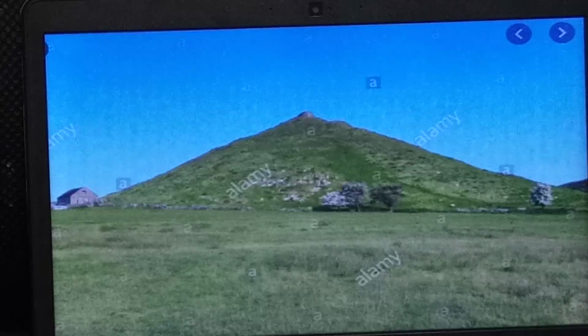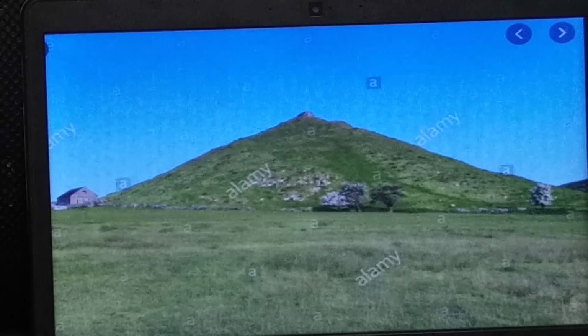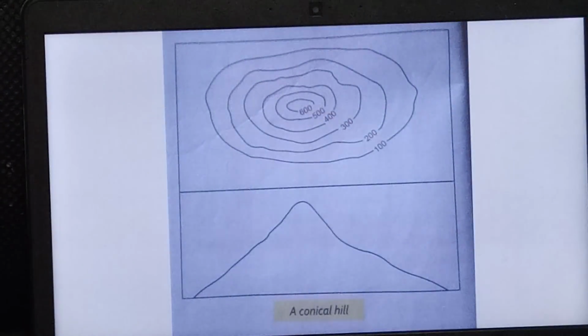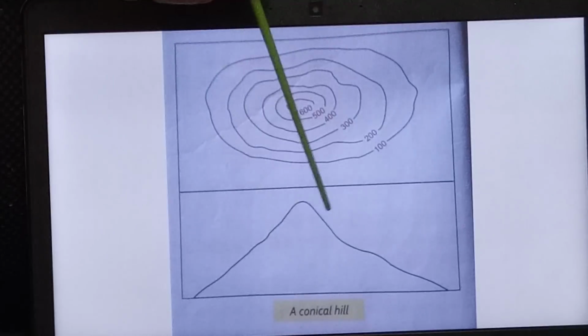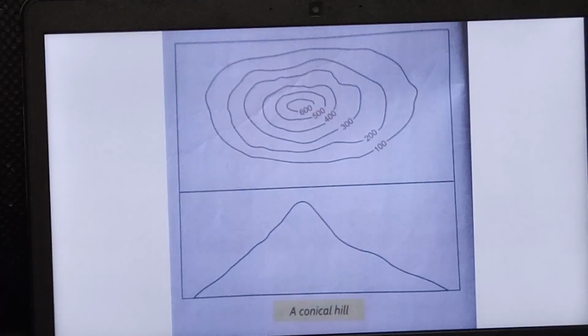Suppose this is a conical hill. This will be made in your map like this. Why is 600 at the top in the center? Because it is depicting the highest area. So the 100 is over here and 600 will be somewhere here. So the contours also go on decreasing in length as we go towards the interior of it. The opposite thing can happen when it is a valley. I will show you the contour cross section of a valley also. So this is a conical hill.